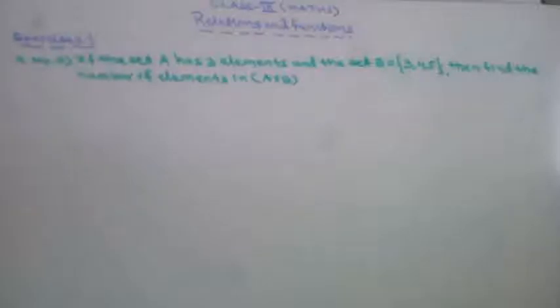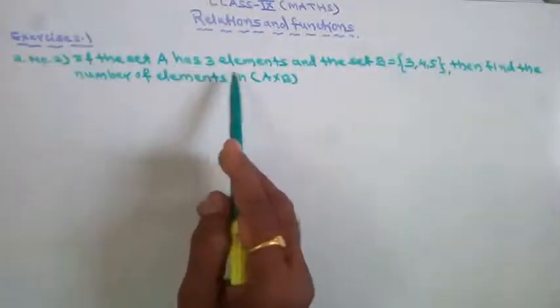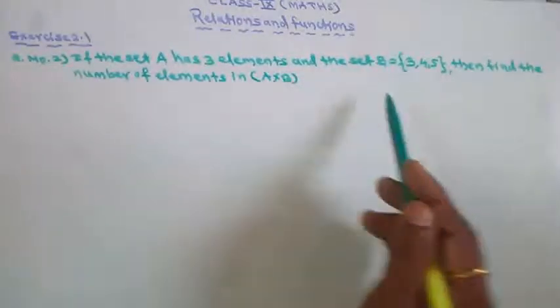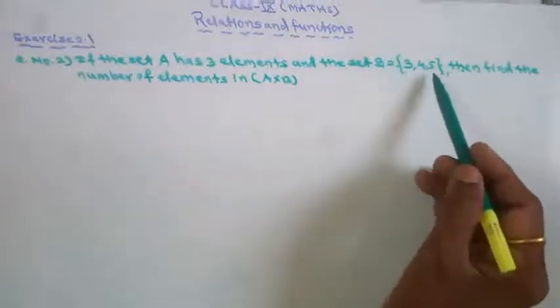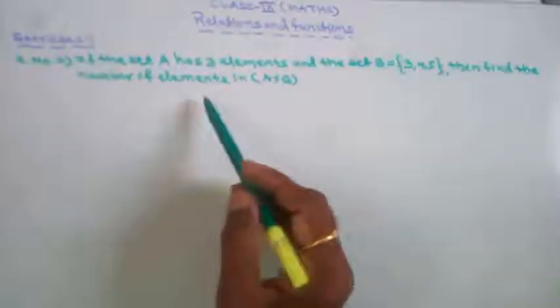Students, see exercise 2.1, question number 2. If the set A has 3 elements and the set B has a set containing 3, 4, 5 elements, then find the number of elements in A cross B.